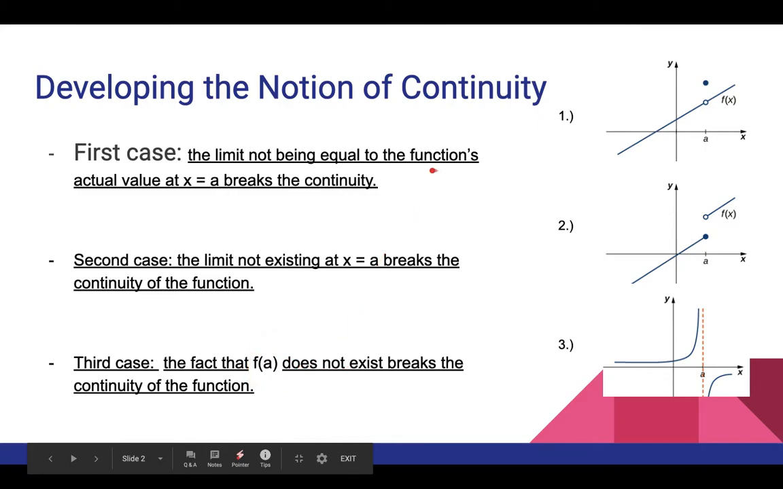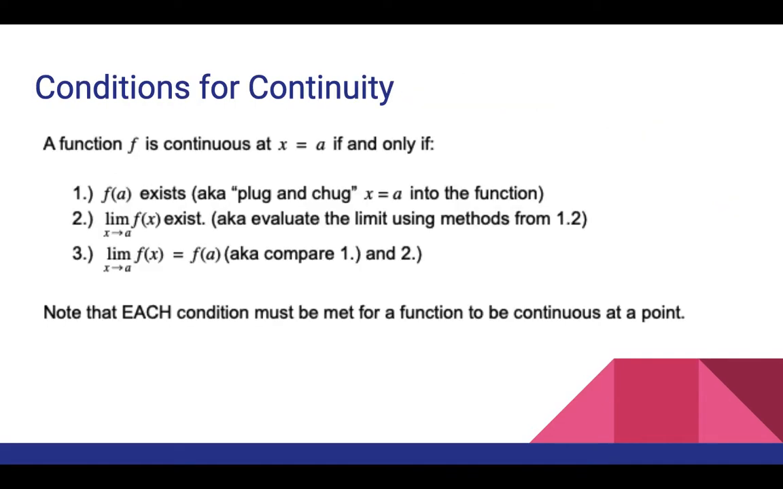So again, to summarize, in the first case, we don't have a continuous function at x equals a because the limit is not equal to the function's actual value. In the second case, the limit not existing at x equals a breaks the continuity of the function because the left-handed limit is not equal to the right-handed limit. And in the third case, f of a just straight up does not exist. So using these observations, we can formalize what we need for a function to be continuous.